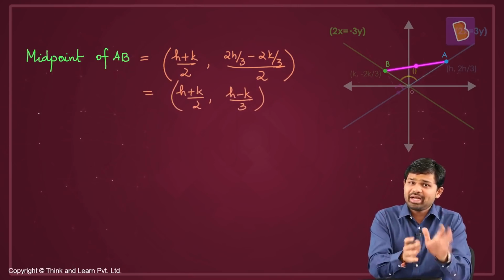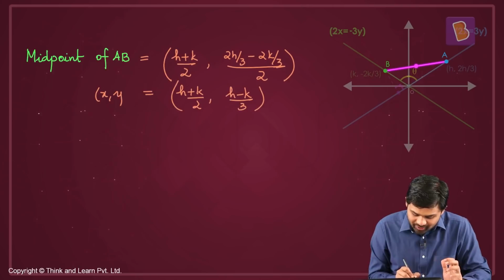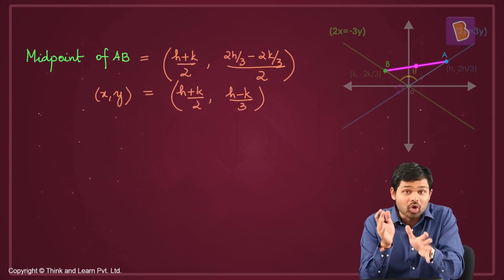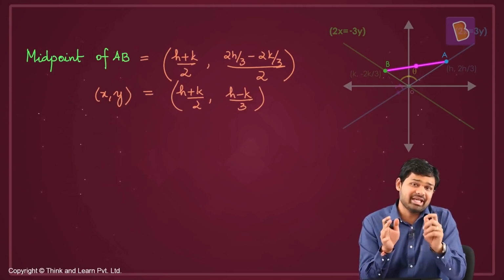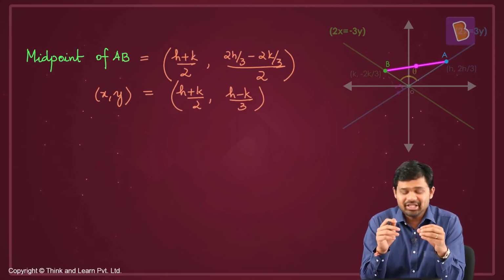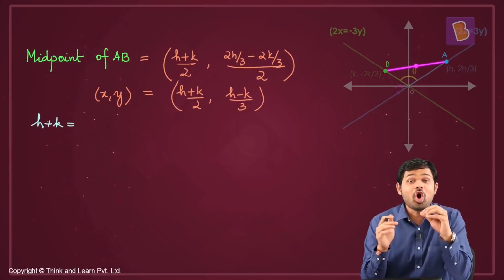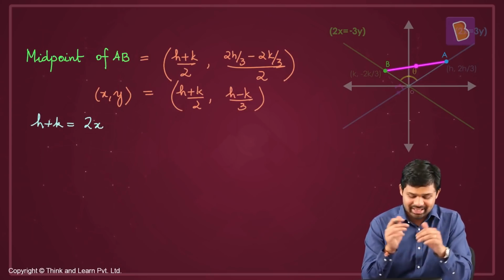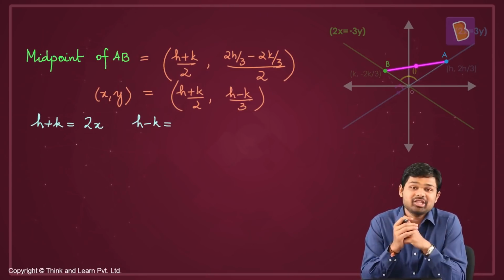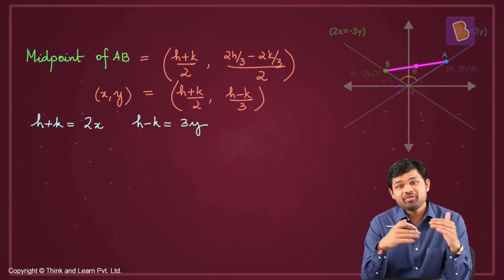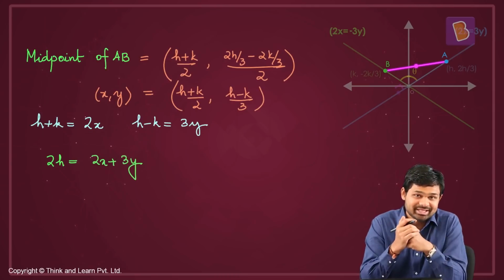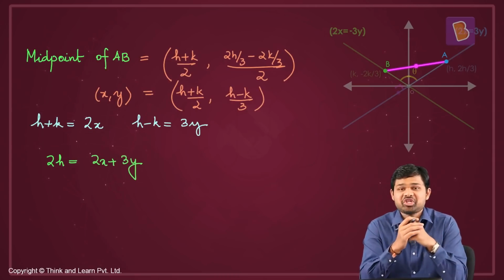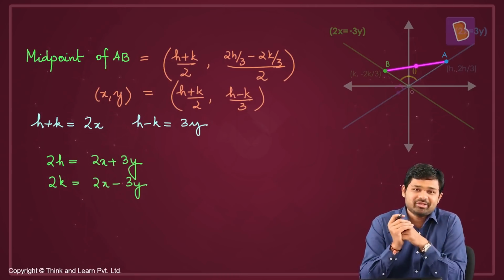So if this point is any random point x comma y, because we are interested in finding the locus of the midpoint of AB, then my x is going to be h plus k divided by 2, or h plus k is going to be 2x, and h minus k is going to be 3y. So if I add these two equations, I get 2h to be equal to 2x plus 3y. If I subtract these two equations, I get 2k equal to 2x minus 3y.